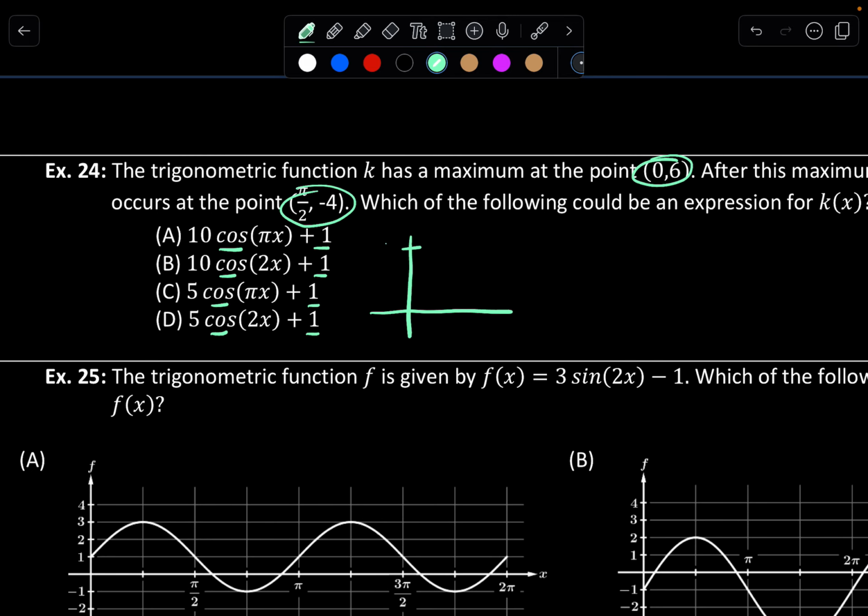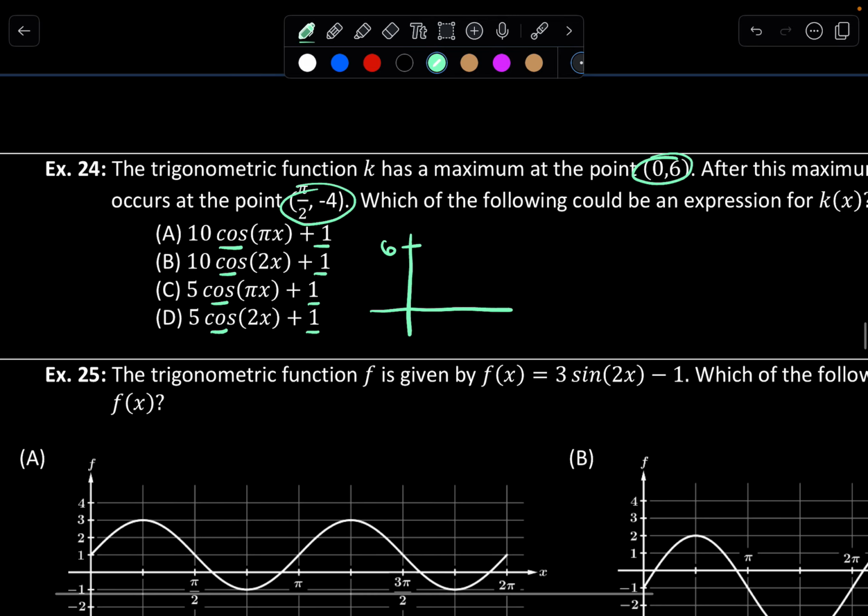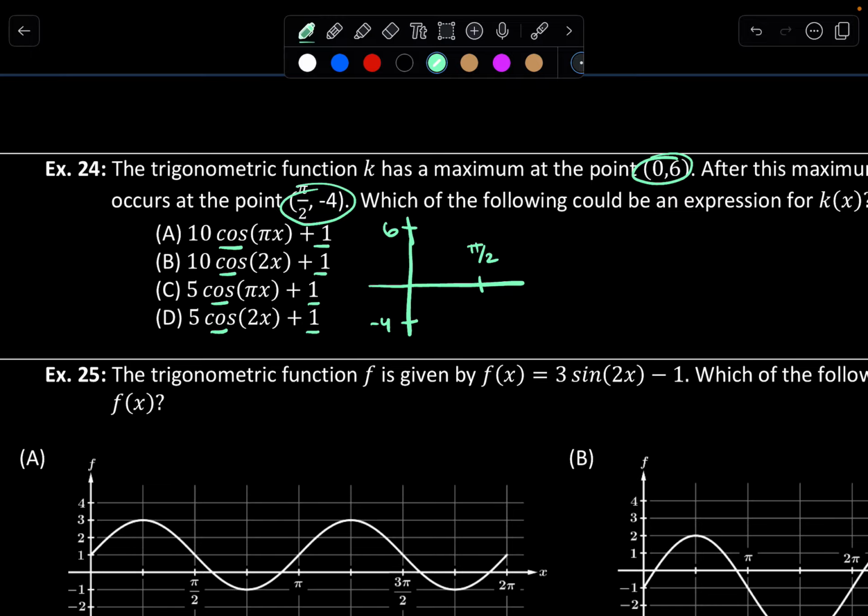So we're going to be at (0, 6), there will be a point, and then at (pi/2, -4). Doesn't have to be perfectly to scale, but it does help to get as close as possible. Okay, so we're at (0, 6), and then (pi/2, -4), and it's sinusoidal, so we should see a point of inflection in there somewhere. There we go. And we're going from max to min.